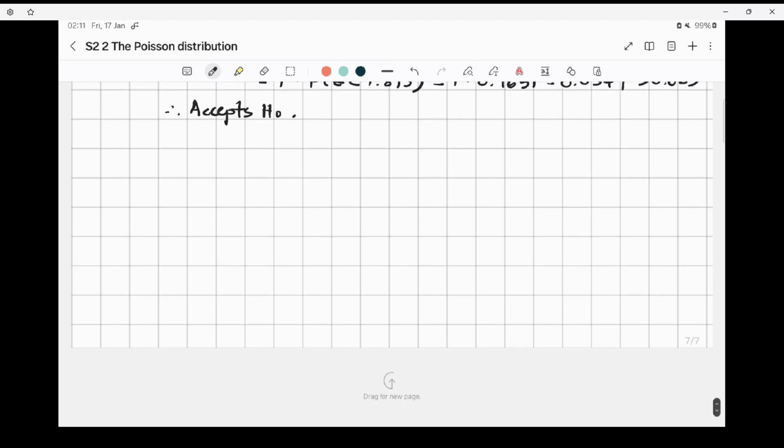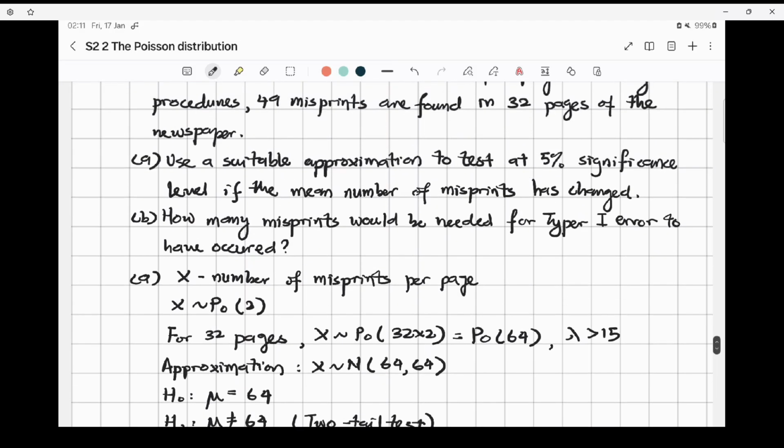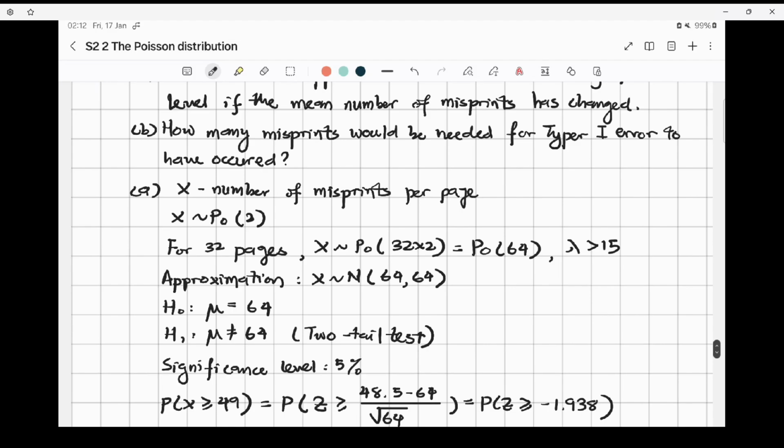So now part B. Part B asks you to find out how many misprints will be needed for type 1 error to occur. So remember what is type 1 error. Type 1 error means your hypothesis is correct, but you rejected it. So basically for type 1 error, the probability will be more or less the same as your significance level. But in this case, because you originate from a discrete random variable, you have to find out the critical region.